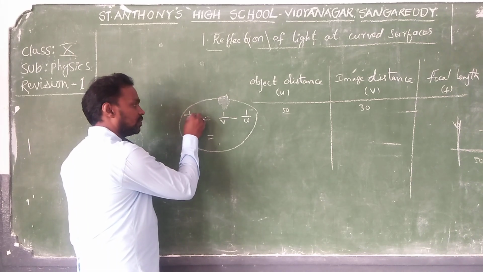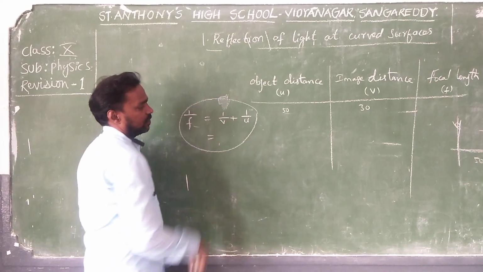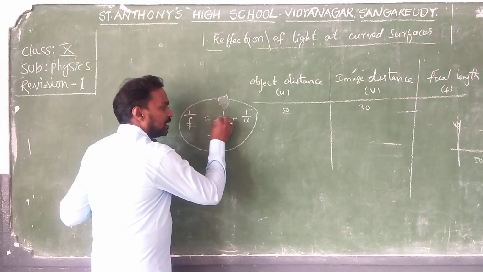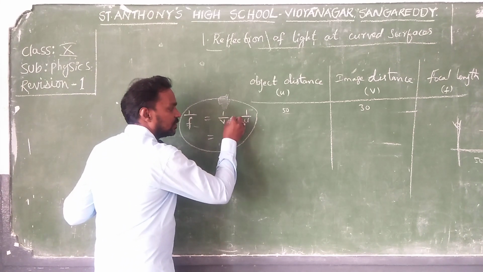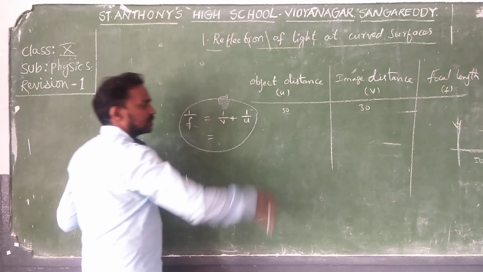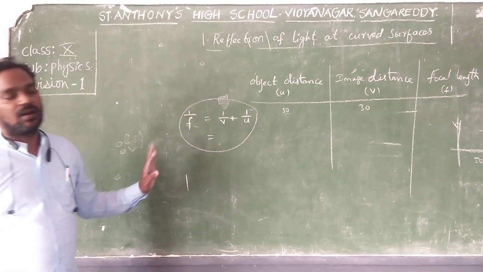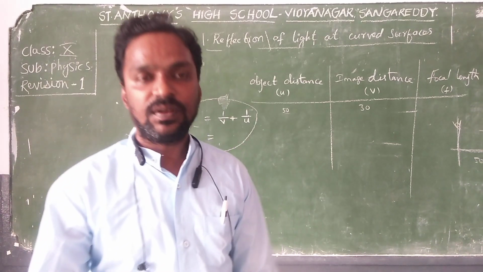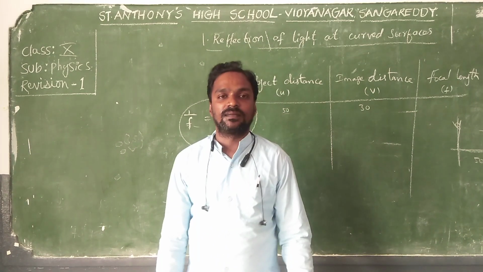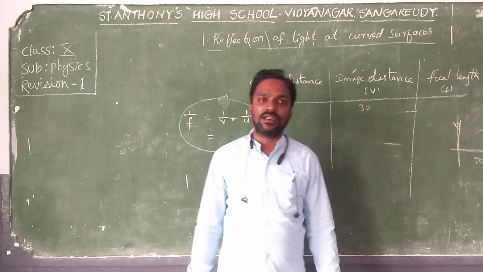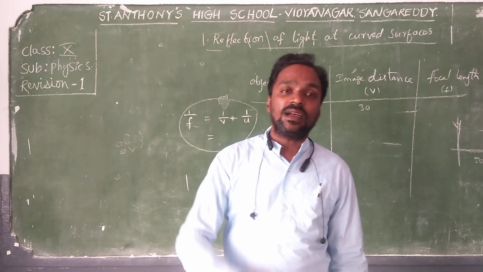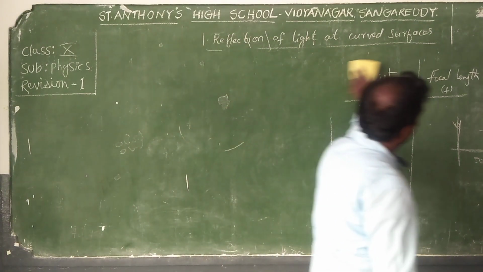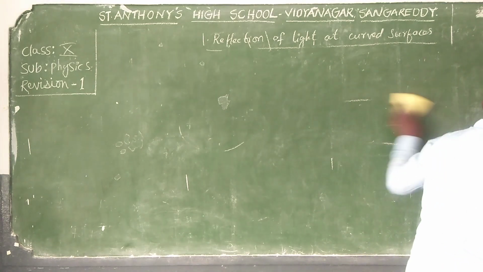So 1 by f, the reciprocal of focal length, is equal to 1 by image distance plus 1 by object distance. Now, before going to draw the ray diagrams, we have some sign conventions and rules to draw the ray diagrams. What are the rules? The rules, one by one.